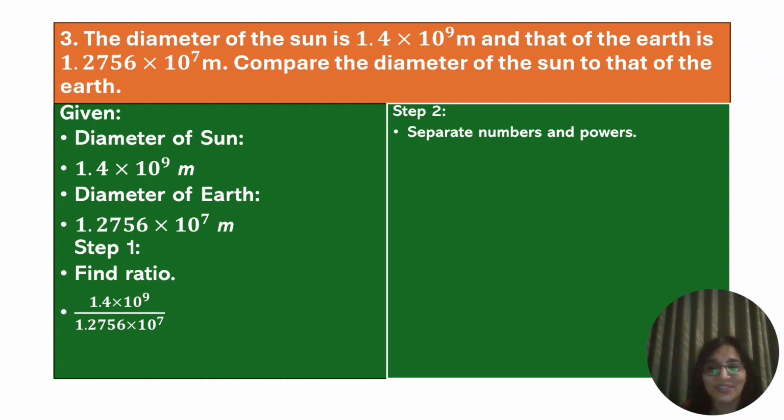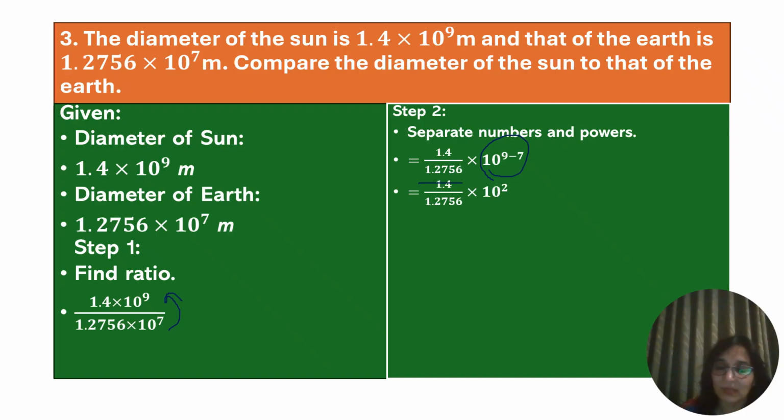Now we need to solve it, right? So separate the numbers and powers. Here we have 1.4 upon 1.2756, and we have separated the powers. The 7 goes above and it will give you 9 minus 7. So you get 1.4 upon 1.2756 into 10 to the power 2. And when you divide it, you will get into 100. 10 to the power 2 means 100. And this will be your final answer.